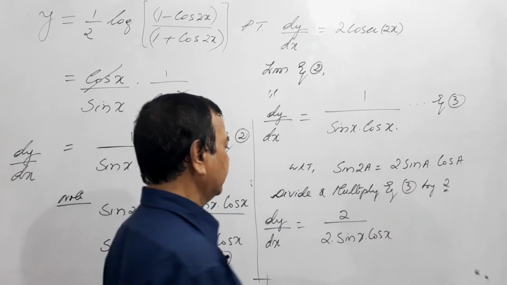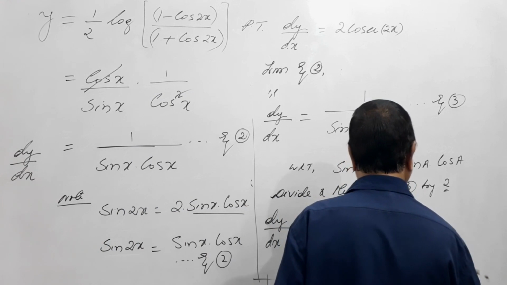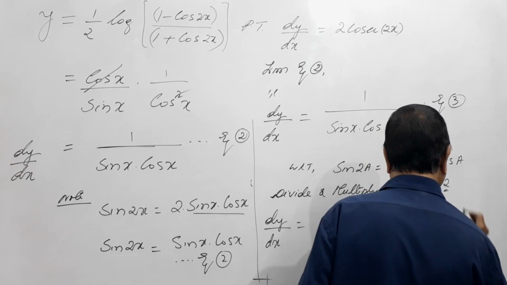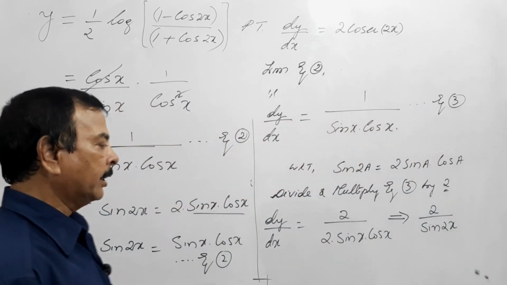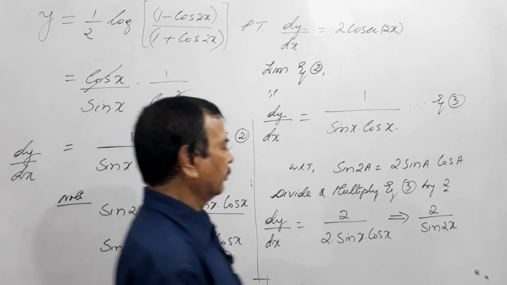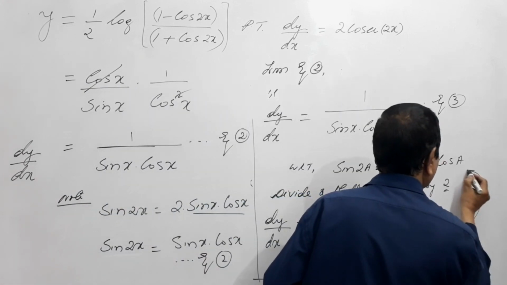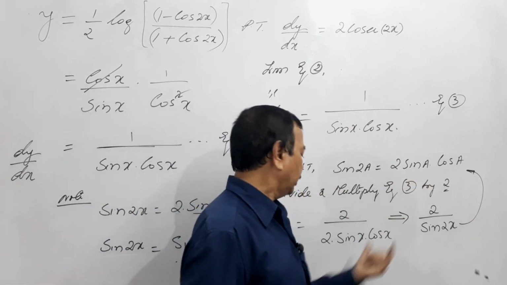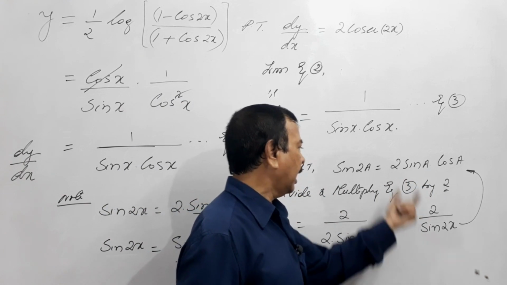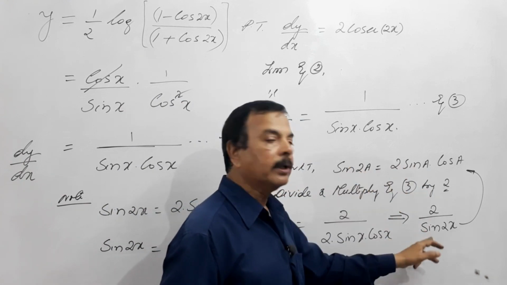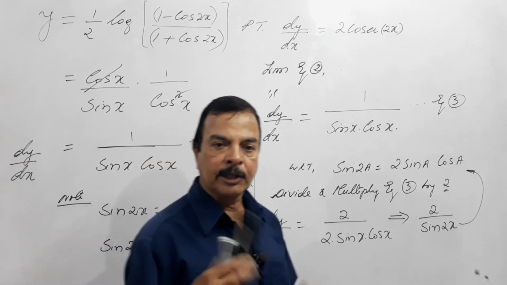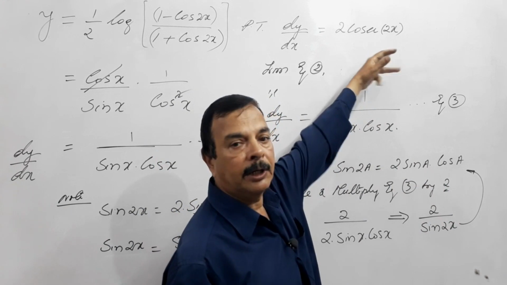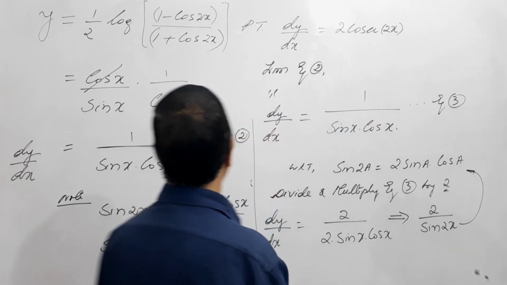So I replace this as 2 by sin 2x. This is nothing but sin 2x, from this relation. So 2 sin x into cos x, I have replaced that with sin 2x. What is the reciprocal of sin x? Reciprocal of sin x is nothing but cosecant x. So that becomes 2 cosecant 2x.